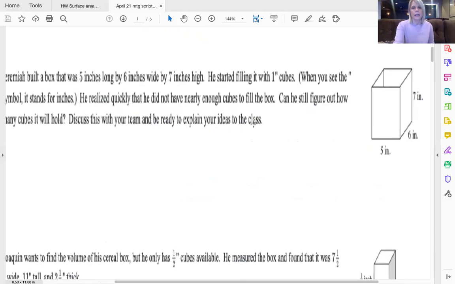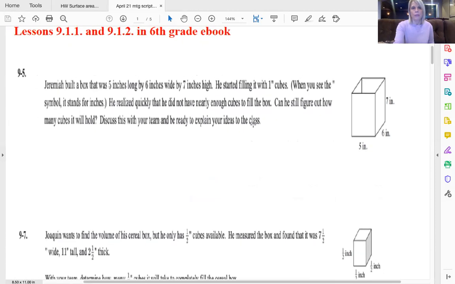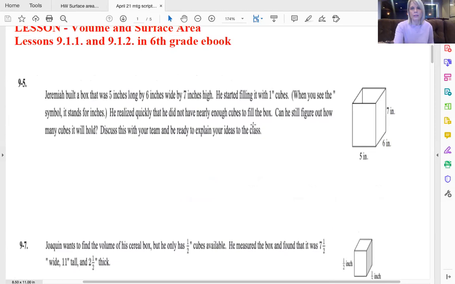And what I did is I chose a couple problems from lesson 9.1.1. So this is the ebook. So for your homework, part of your homework will be from lesson 9.1.1, part of it from 9.1.2, and part of it from 12.7 in the 7th grade book. So it's sort of jumping around a little. And I did put a couple problems on your homework that are just extra problems I made to help break down finding the surface area of an object.